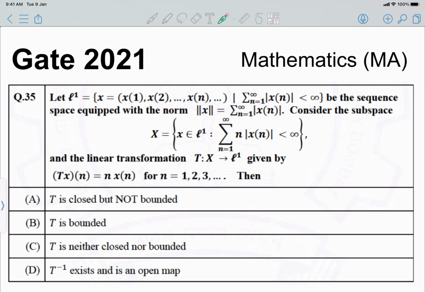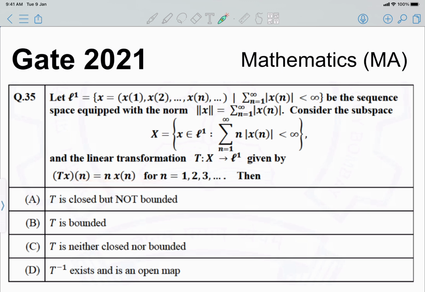Let L1 be the sequence space, which means all sequences which are summable, and the norm is given by this. Then consider the subspace X of L1, all such sequences such that the sum from n equals 1 to infinity of n times |xn| is finite. Then we define a linear transformation from X to L1. T of x at n is given by n times xn.